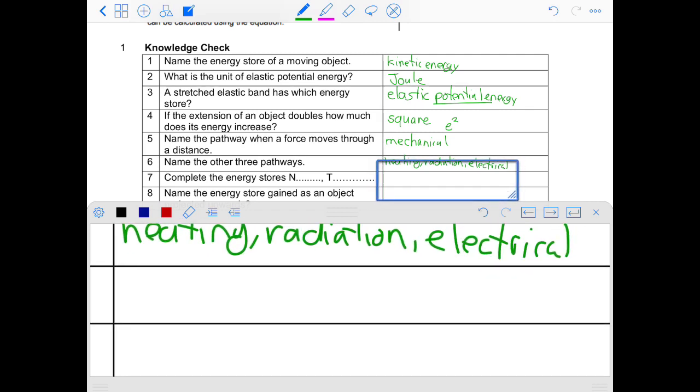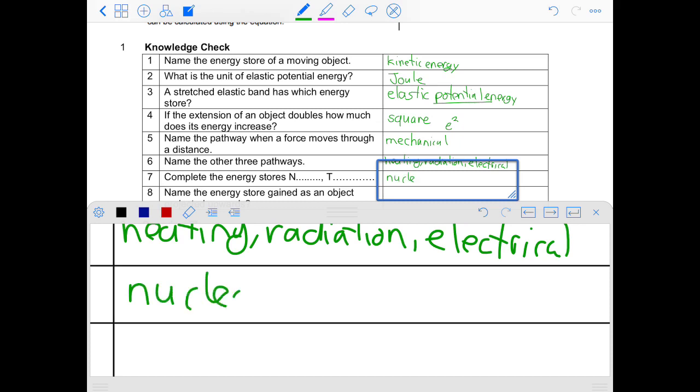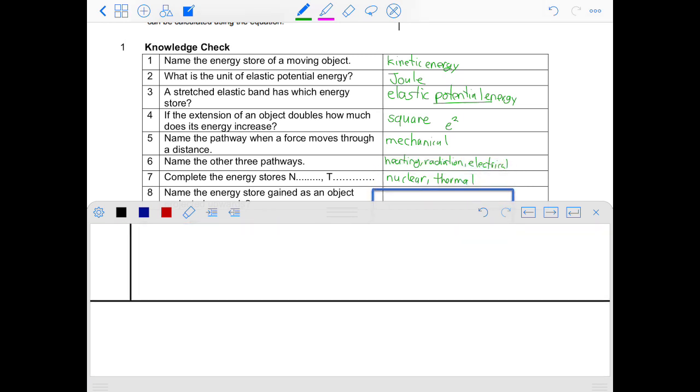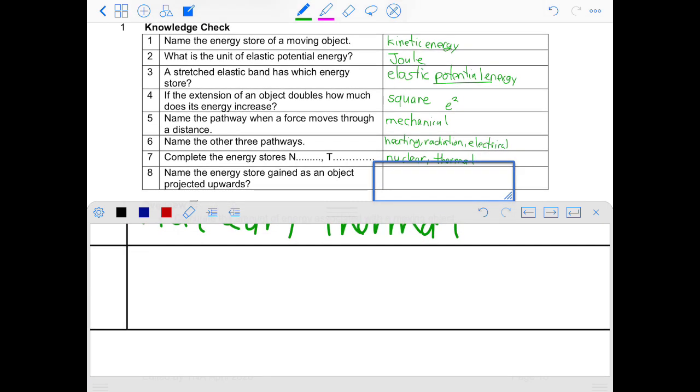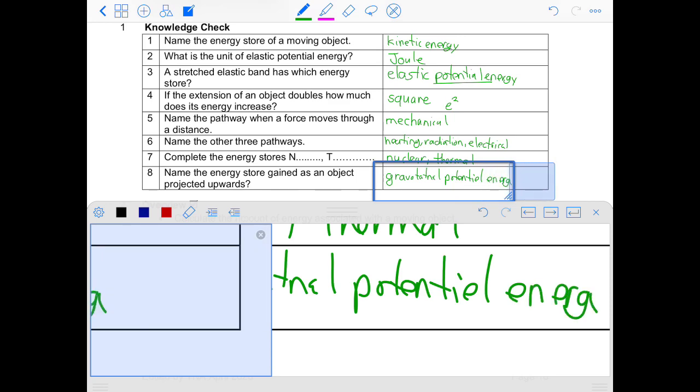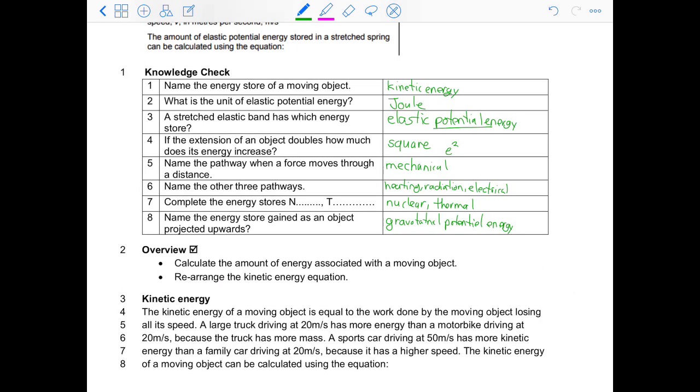The energy store starting with N is nuclear, and with T is thermal. So we have our nuclear energy store and our thermal energy store. The energy store gained as an object is projected upwards, so as it goes up, that will have to be our gravitational potential energy. So make sure you have those ones written in, and then we'll continue on with the lesson.